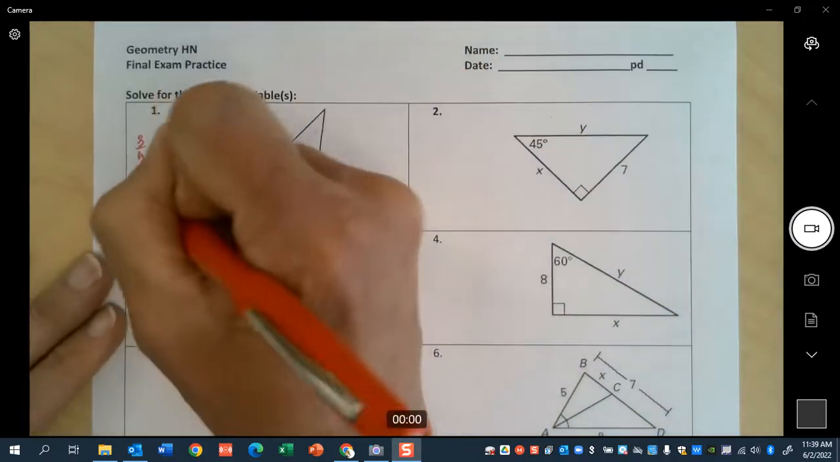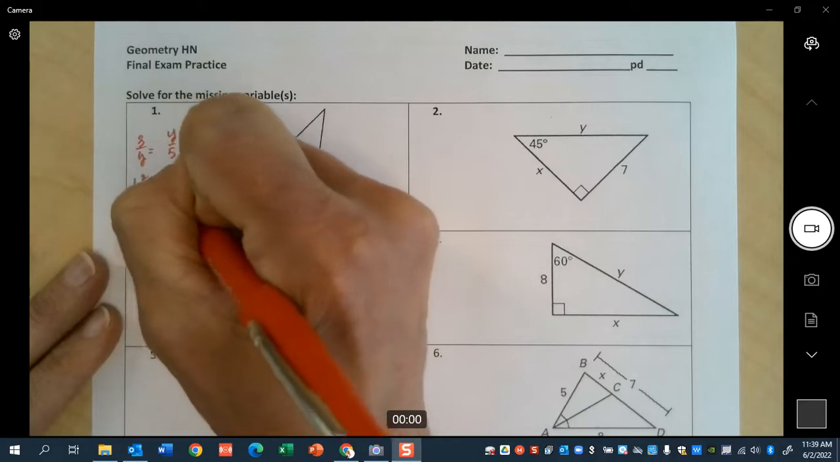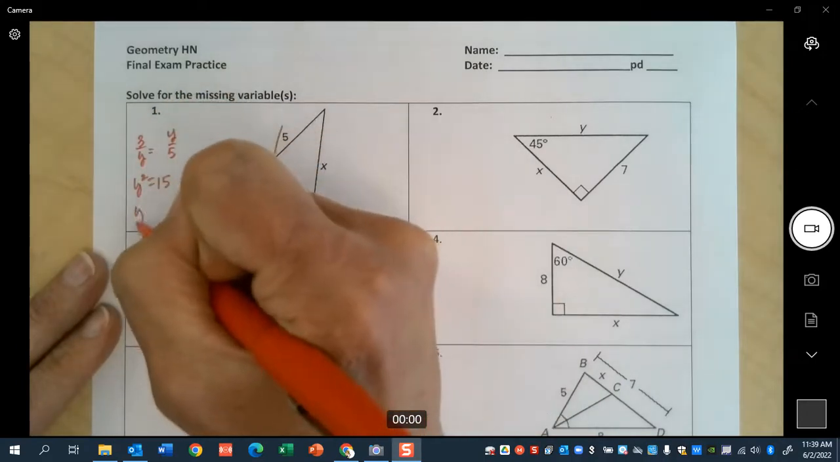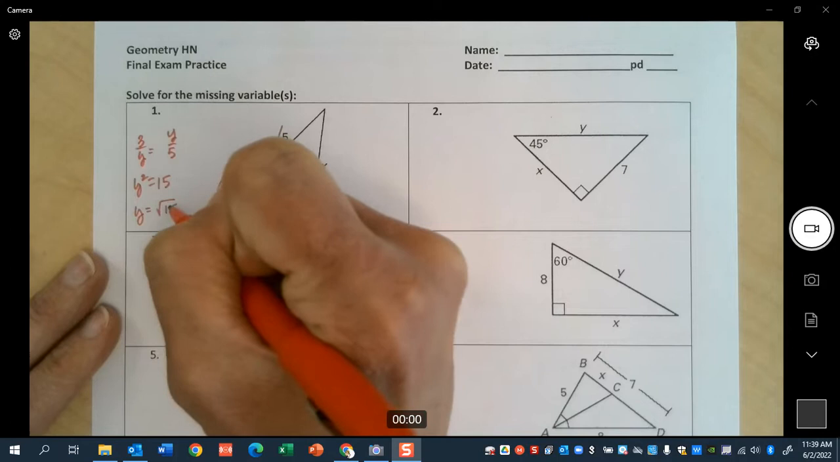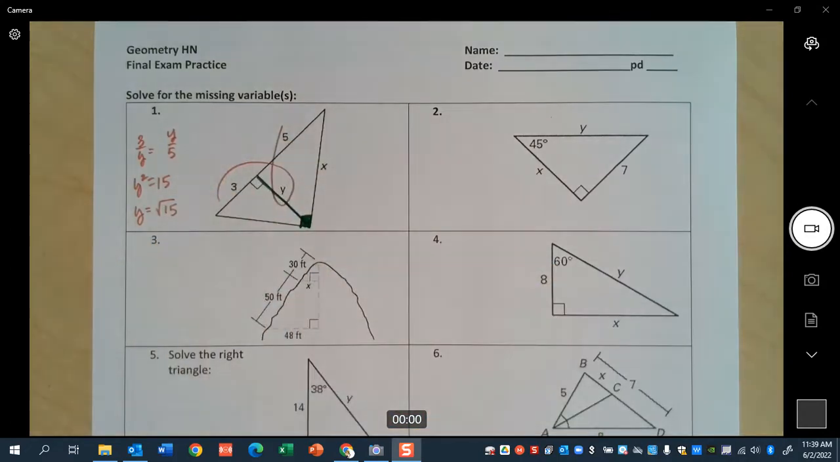So when I go to solve this, I know y squared is equal to 15. So I know y is equal to the square root of 15. 15 has 2 factors, 3 and 5. Neither of them are perfect squares. Neither of them are double factors. So I can't simplify that anymore. That's it for that. Sound okay?